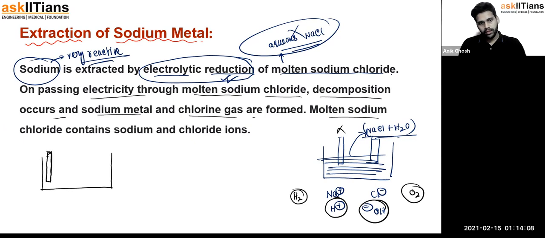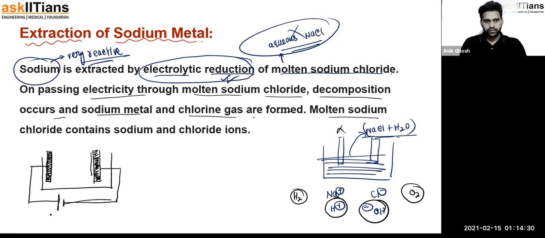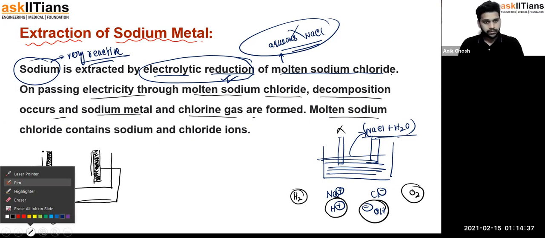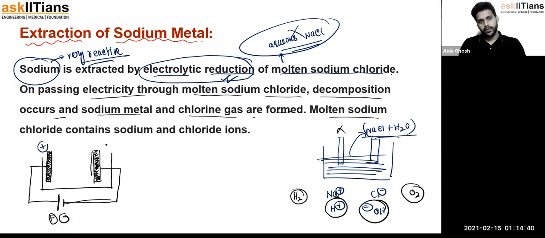Let's say this is a carbon electrode, okay? Graphite electrode. Fine. Now I am just connecting it with a battery. So definitely this electrode gets plus charge, this electrode gets minus charge.